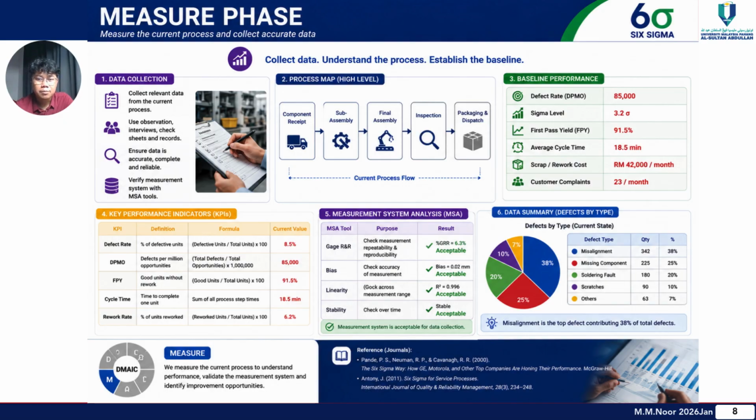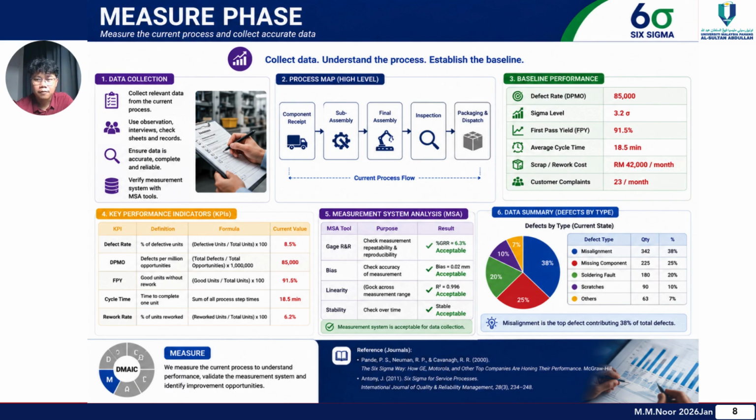And then we have the measurement system analysis, or we also call it MSA. This verifies that the measurement system is reliable. Tests such as gauge R&R, bias, linearity, and stability ensure the collected data is accurate and trustworthy.